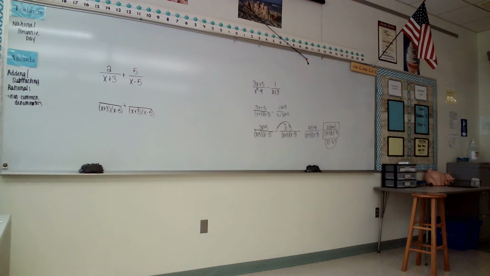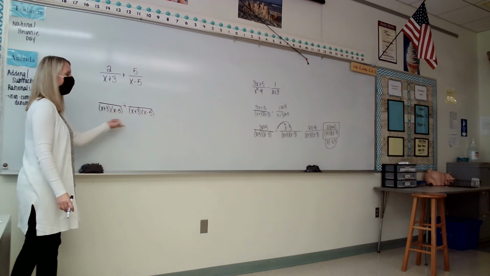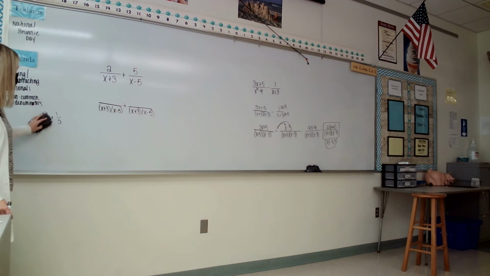You guys have done that a million times, right? If I said something like 2 sevenths plus 1 fifth, if you don't know a common denominator, you just multiply these together to get the new one. Same thing here. If you don't know it, you just take what you have and you multiply them together, and that's your new common denominator.